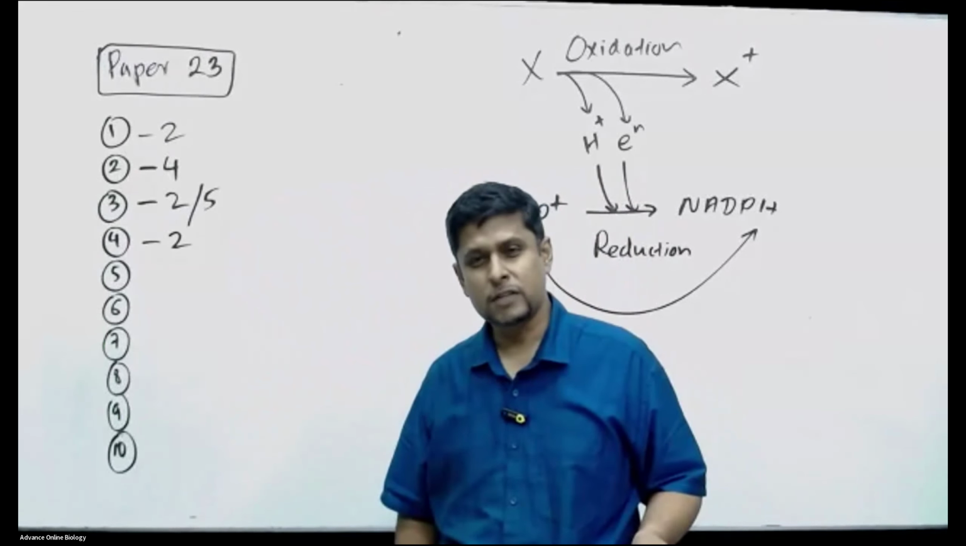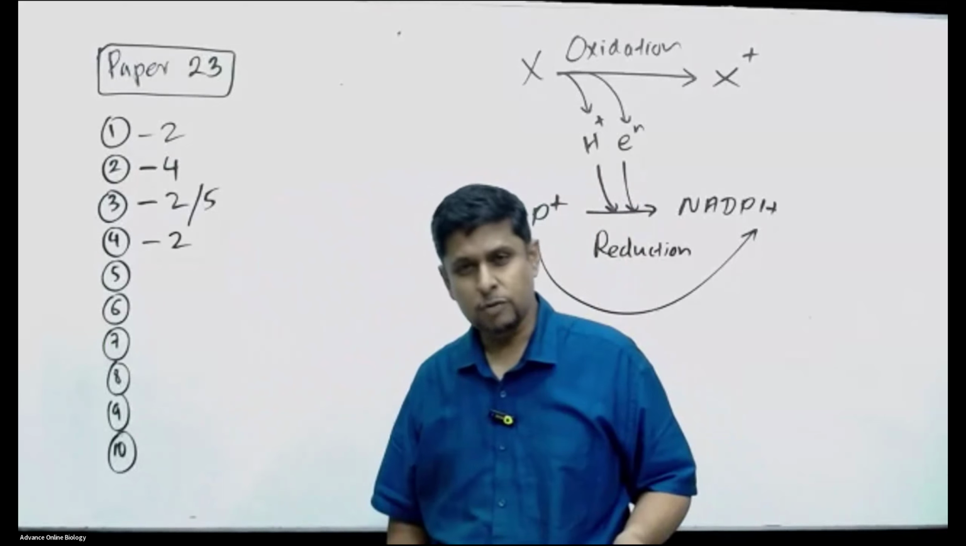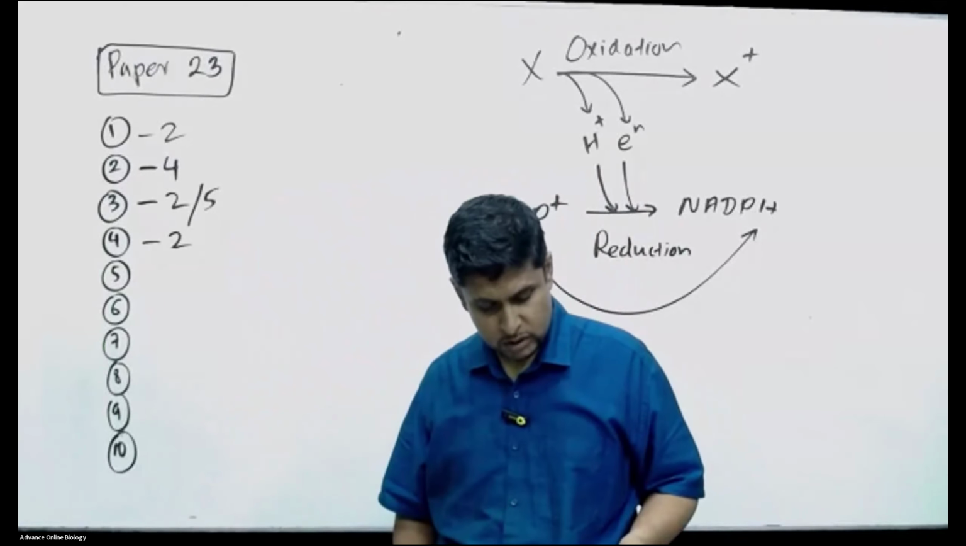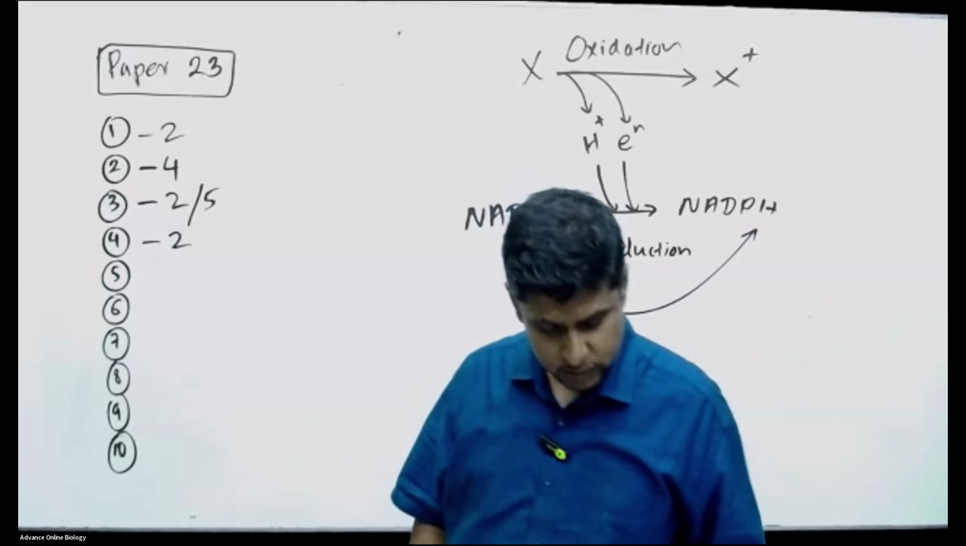First table, first product, neither. But in C4 plants, it is oxaloacetic acid. 3PG is a primary product of photosynthesis in all plants. Wrong, we'll refuse it.